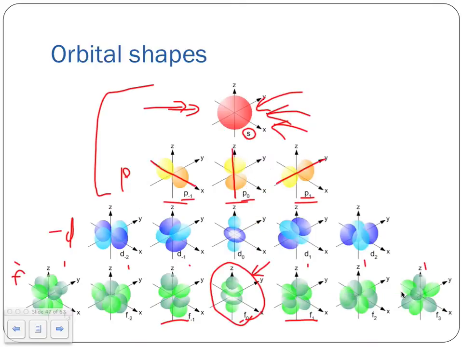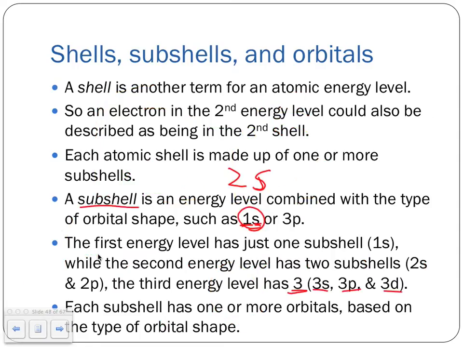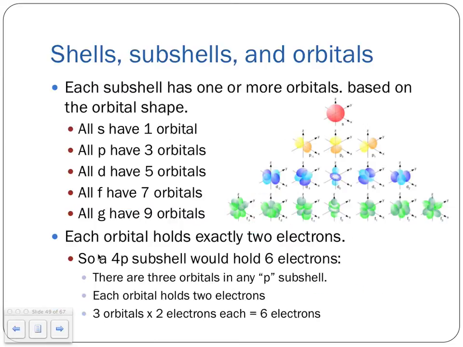So the third energy level, you could find that third energy level electron in the s orbital or in one of the p orbitals or in any of the d orbitals in here. So those are the different places where those electrons could be in each shell or each energy level. So each subshell has one or more orbitals based on the type of orbital shape. So let's get a little more detail on this. Each subshell has one or more orbitals, basically set on the orbital shape.